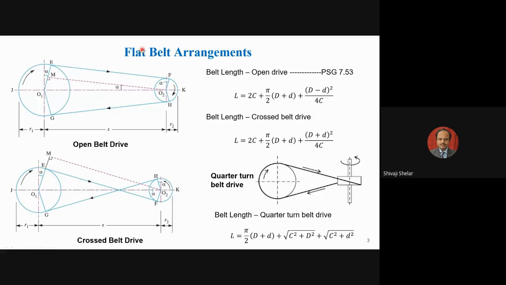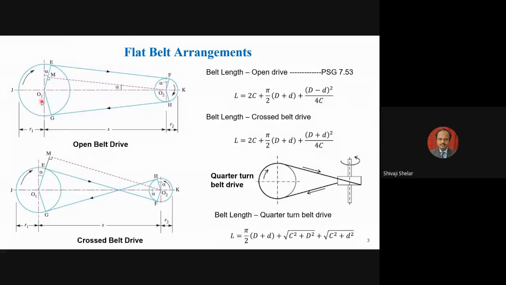So we are now learning the flat belt arrangement and the associated terms. We'll have two pulleys here, with a bigger pulley diameter and a smaller pulley diameter. Let's say the bigger pulley diameter is capital D and the smaller pulley diameter is small d. You can wrap your belt around both the pulley surfaces. These pulleys are separated by a distance x, or say center distance capital C. This diameter is capital D, this diameter is small d. Such an arrangement is called an open belt drive.